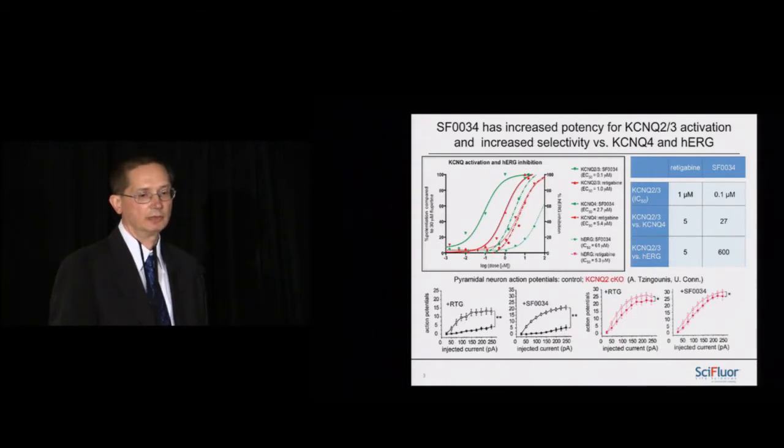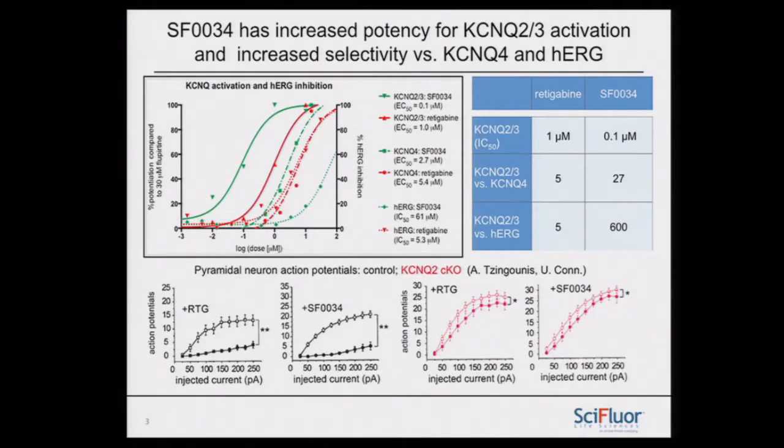The data at the bottom is an example of the type of data we generate through our academic collaborations. We're working with the group at the University of Connecticut, Professor Tzingounis, looking at electrophysiology in pyramidal neurons. The 2 lower left graphs in black are from control mice. The 2 lower right graphs with the red curves are from a potassium channel KCNQ2 conditional knockout mouse model, showing that you do see an effect of both our compound and retigabine in the control, and much, much less of an effect when you knock out the channel, as expected.